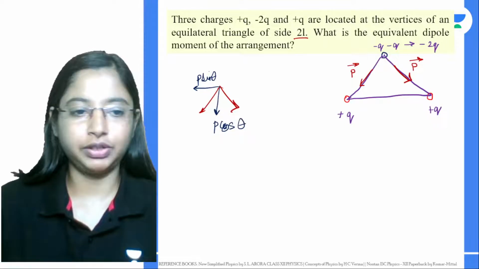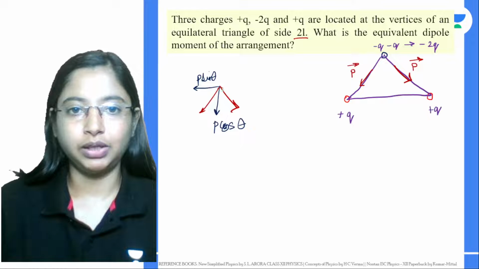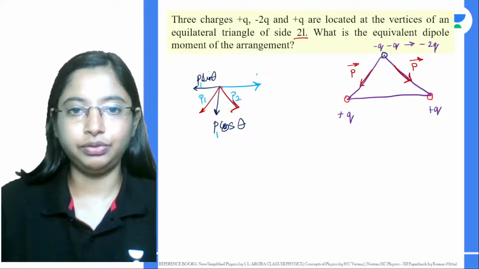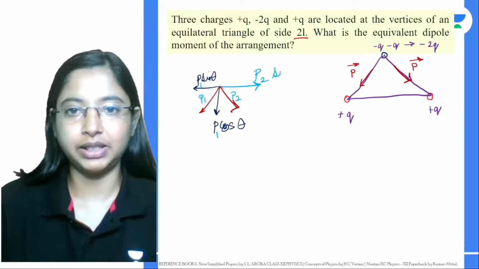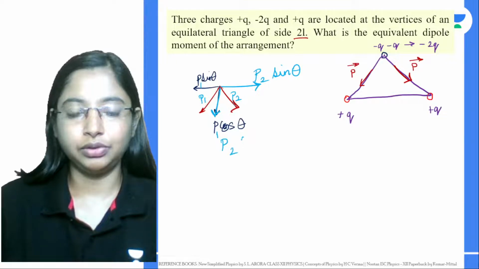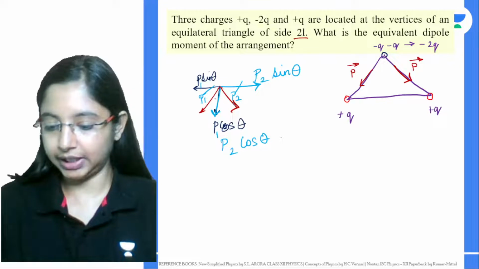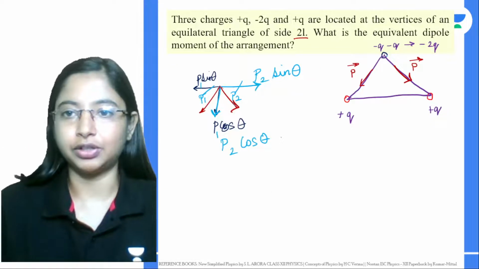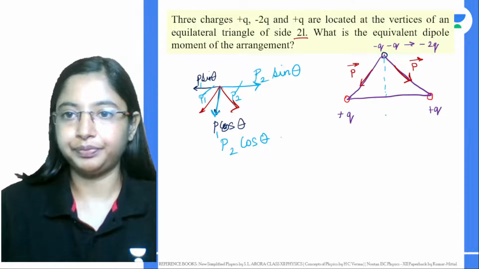Now again, for this one, what will happen? Again, I'll have two components. If I resolve this vector, one will go in this side. Let's say this vector is p1, and this is p2. For p2 we have two: one in this direction, which is p2 sine theta, and another in this direction, which is p2 cos theta. The sine theta components cancel, so we will only have the cos theta components. The resultant will act only along the cos theta, in this direction over here.